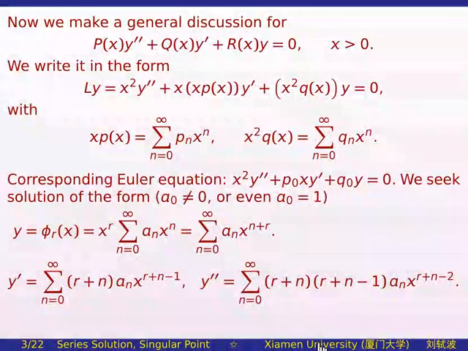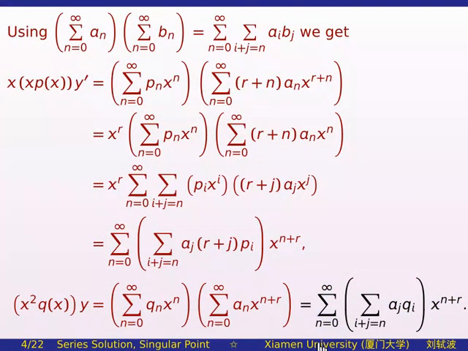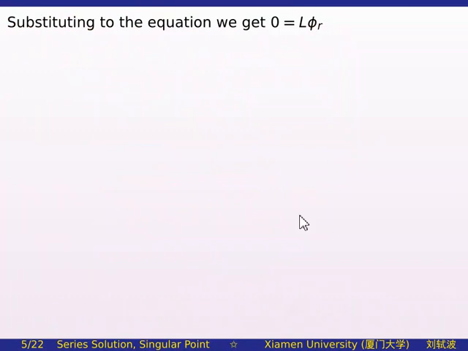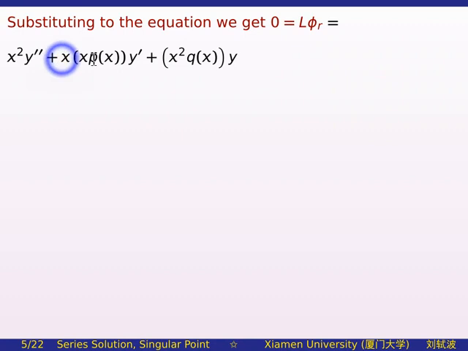So that is our phi r. Now, suppose this y equal to phi r is a solution of our homogeneous equation. We will have 0 equal L phi r. L phi r is, that is our y, y equal to phi r. So x square y double prime plus the term involving y prime and the y term.